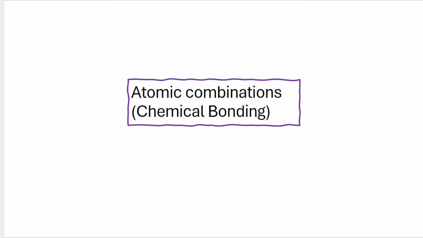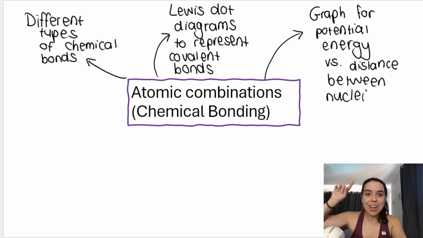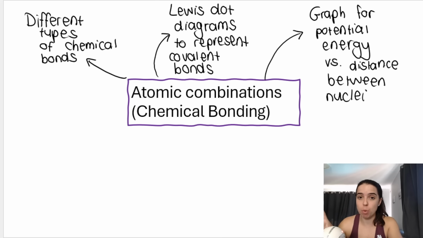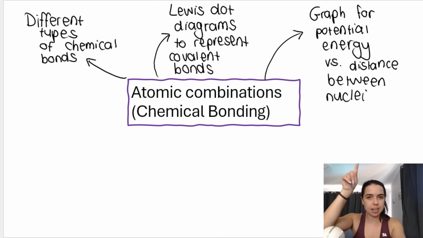So atomic combinations, chemical bonding. What we did is we just defined a chemical bond, and now you understand why a bond happens and a brief description about how it happens. Other things that will be coming up are, firstly, different types of chemical bonds, and Lewis dot diagrams to represent covalent bonds. This is very, very important. You need to know how to draw different types of Lewis dot diagrams, and I'll be showing you how to do that. The graph for potential energy versus distance between the nuclei, briefly discussed in this video, but we'll go into it in a lot more detail.